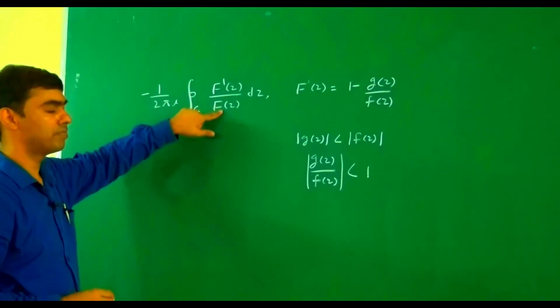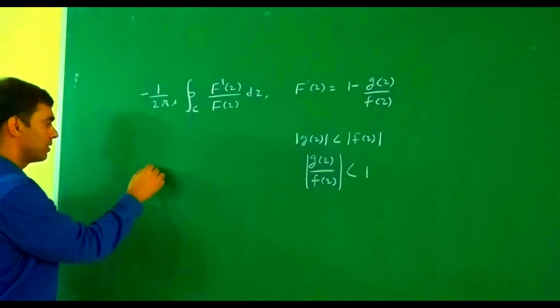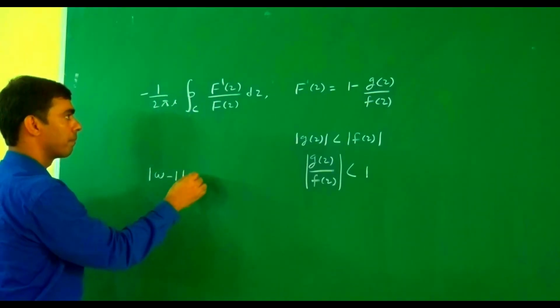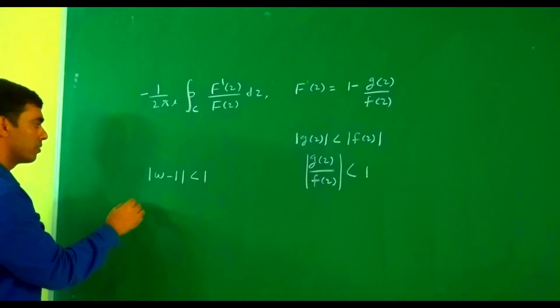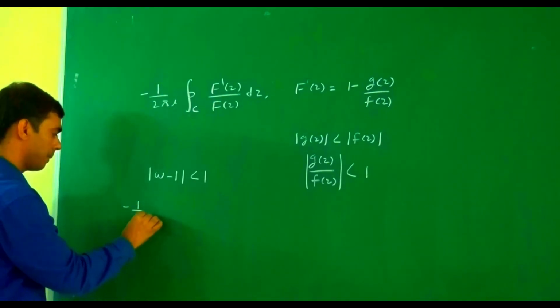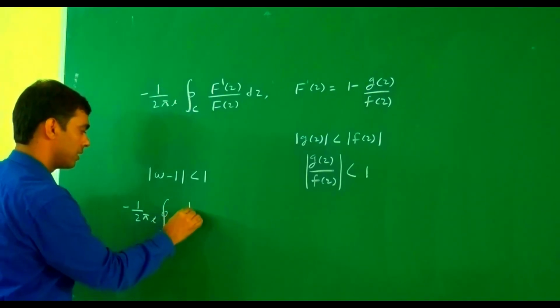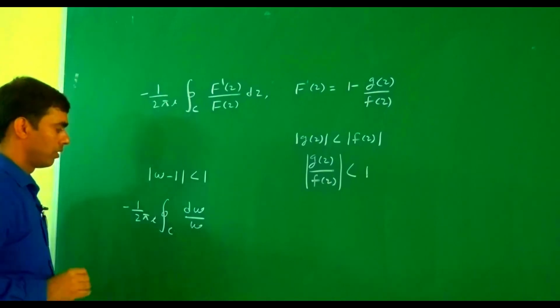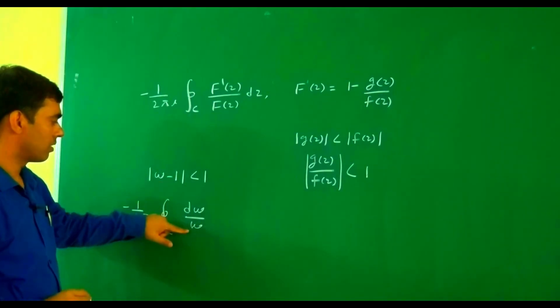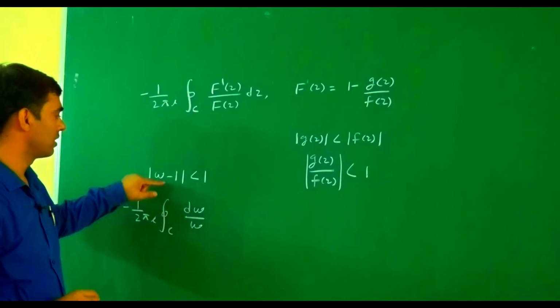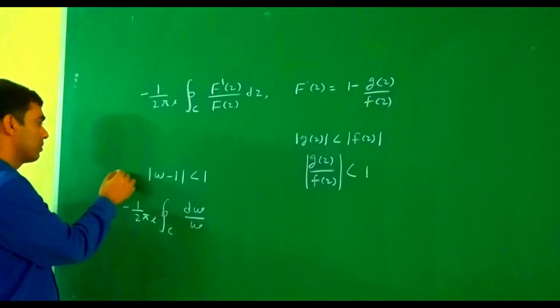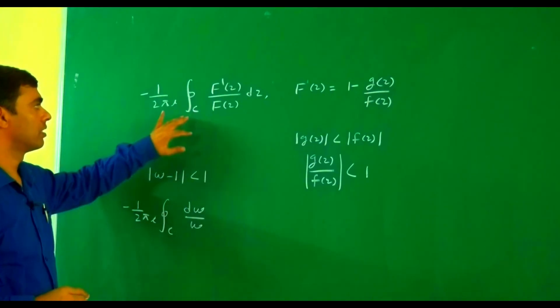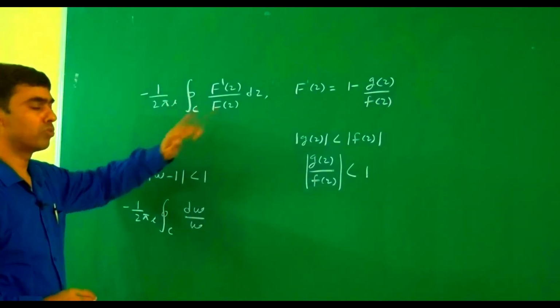If you closely observe, the contour C for f(z) maps to a w plane with mod of w minus 1 less than 1. This converts into minus 1 upon 2 pi i integrate over C of dw upon w. Now the singular point here is w equal to 0, and this does not lie in the region mod of w minus 1 less than 1. So this is tau, and tau is the map of the contour C with function f(z) into the w plane.